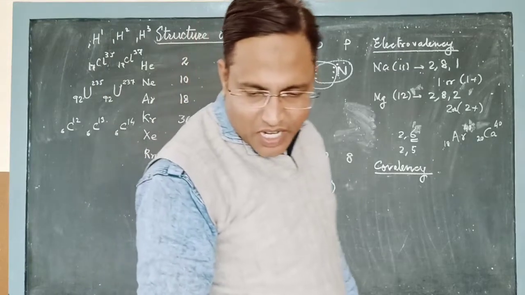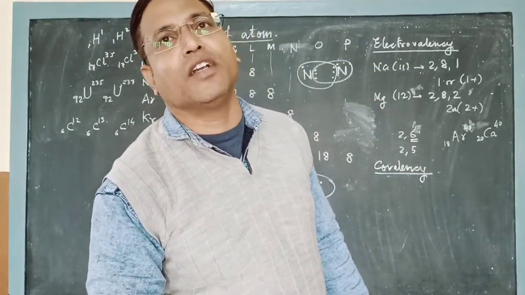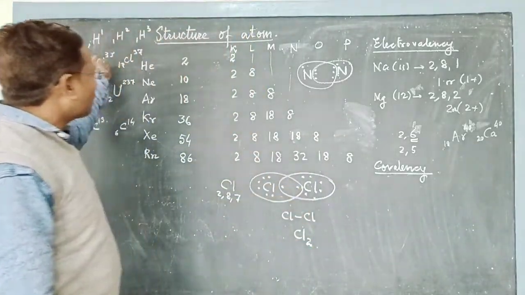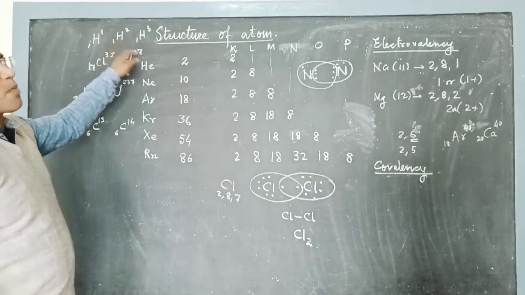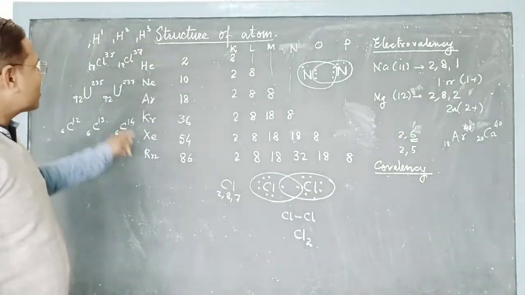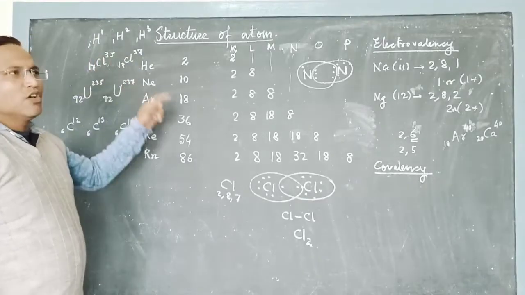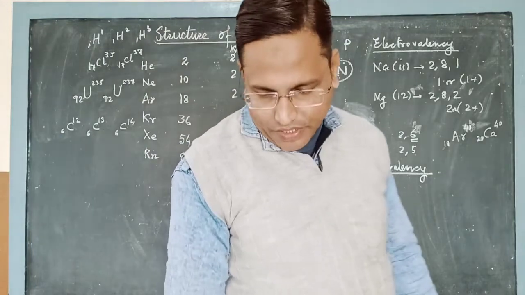But again we will study that the physical properties of the isotopes of an element are different. Why are they different? Because physical properties are dependent on the mass number and not on the atomic number. And since they have different mass numbers, their physical properties are also different.